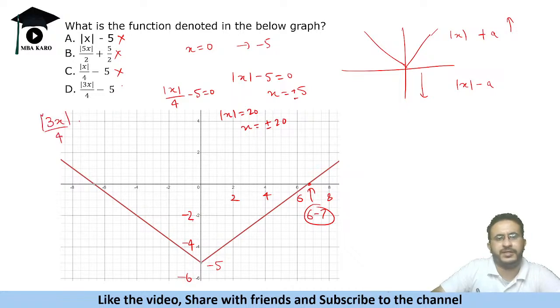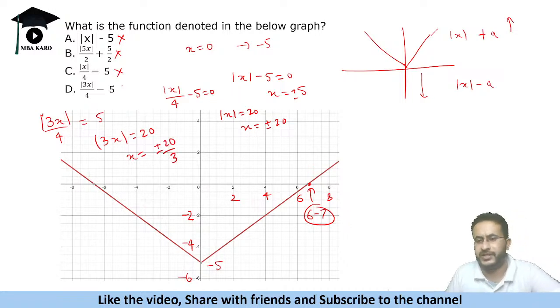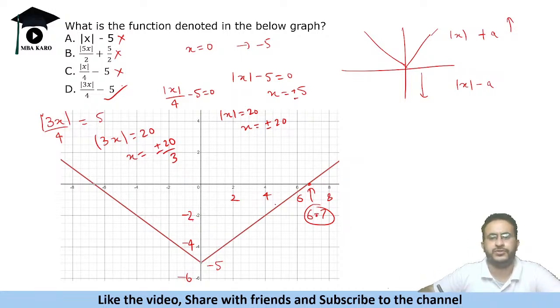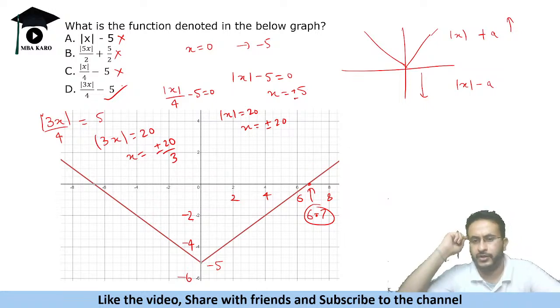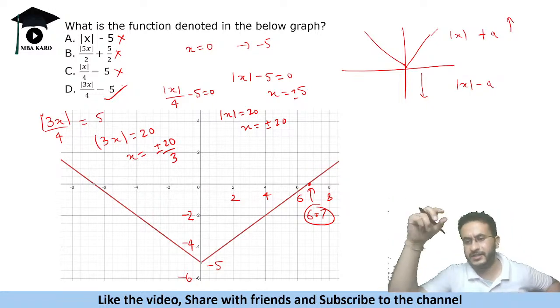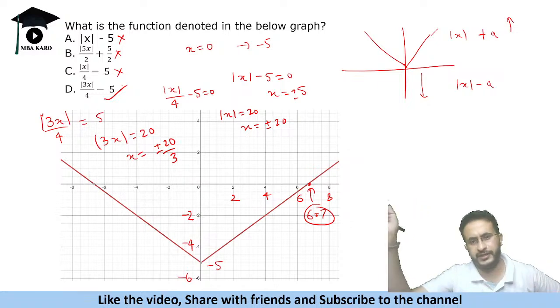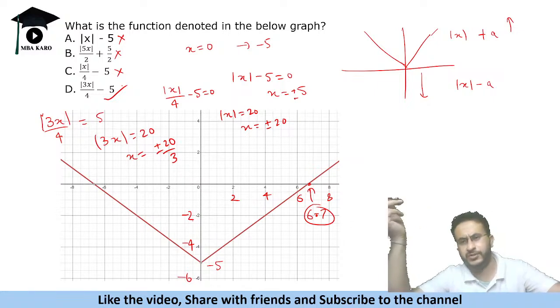Let us see this: 3x by 4 should be equal to 5, or 3x equals 20, so x equal to plus minus 20 by 3. This is 6.67, close to 6.7. You cannot find the exact value, but definitely it is around 6.7, so that is our answer. So if you want to find the function from a graph, use the options to find the function.